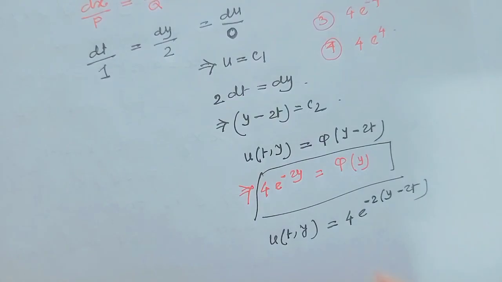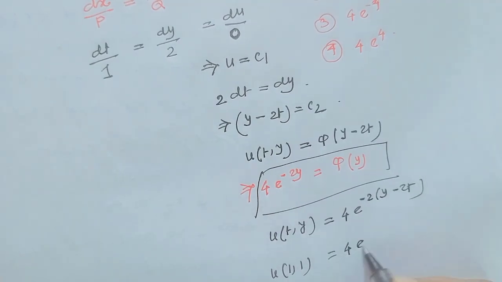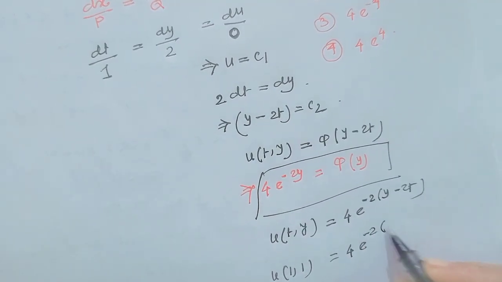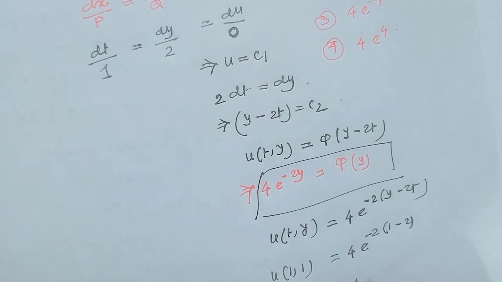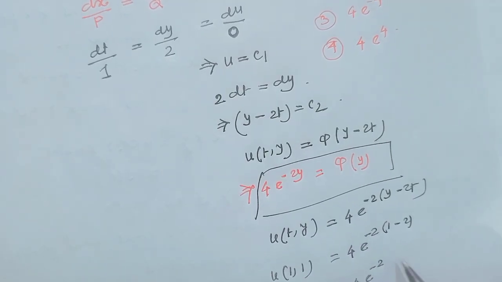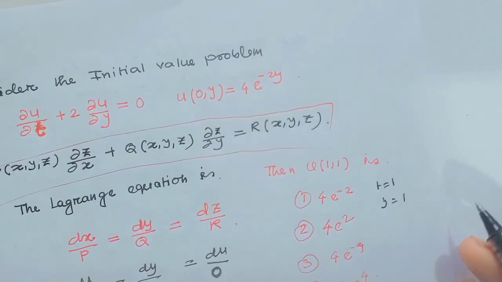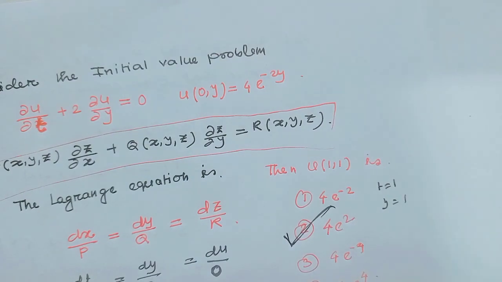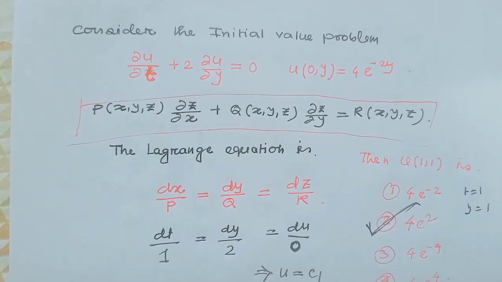That means u(1,1) equal to 4 e to the power minus 2 times (1 minus 2). That means this value is 4 e to the power minus 2 times minus 1, which is 4 e square. So the answer is 4 e squared. I hope all my viewers have understood this question easily.